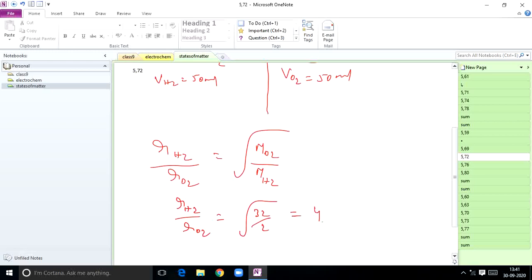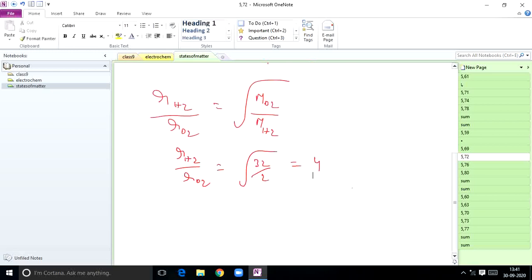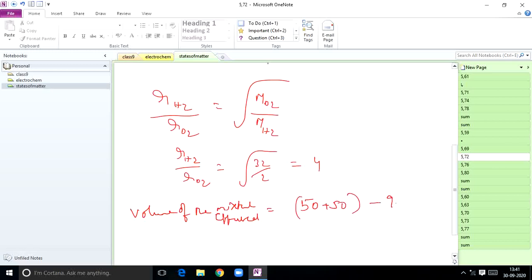Volume of mixture effused. So how much volume of the mixture effused? Volume of the mixture effused is equal to total volume, how much? Two gases, 50 plus 50. That is total volume minus residual gas. Residual means which didn't go outside. That is 90 ml given. So 10 ml of the gas is volume of the mixture effused.